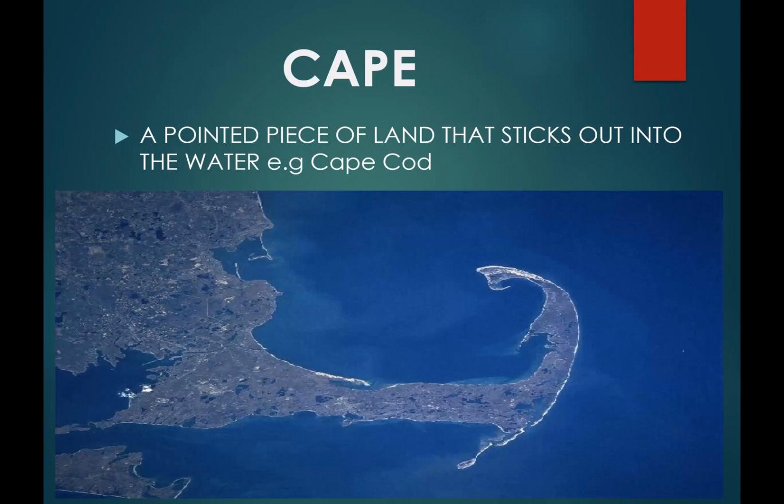So now that we have discussed peninsulas, let's look at the word cape, C-A-P-E, cape. A cape is a pointed piece of land that sticks out into the water. And I have an example here of Cape Cod. Once again, a cape is a pointed piece of land that is projecting into the water.